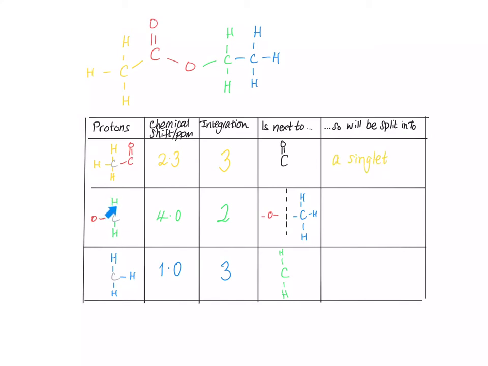Looking at these two here, they're next to an oxygen and they're next to a CH3. So there are 1, 2, 3 hydrogens here. So we add 1 to that, which is 4. So these two here will be split into 4 lines, which is a quartet.